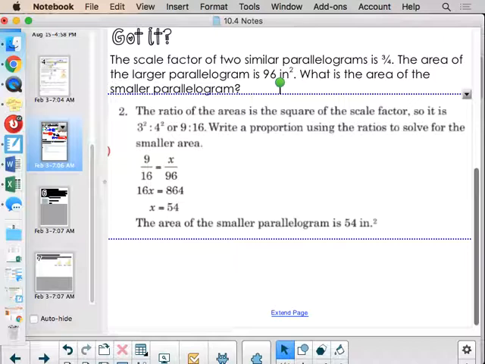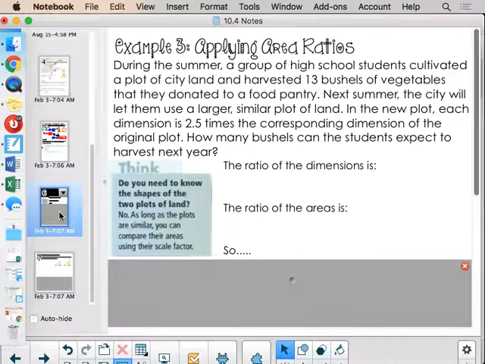Susie? So if the perimeter scale factor is 3/4, that means the ratio of the areas is 9/16. I have been given the area of the larger is 96. So if I have 9/16, it's going to be equal to x over 96. Then all I got to do is solve for x. Good? Any other questions?